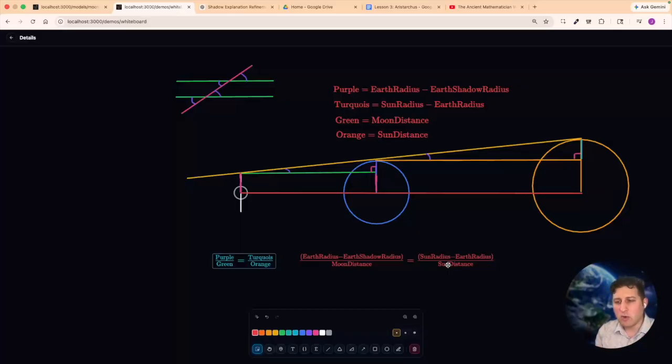And so now we're able to relate a ton of things together. We now have Earth radius in our formula here. And there's lots of other stuff we know that we can start to substitute in. We know the relationship between the Earth's shadow's radius and the moon diameter, for example. We know the relationship between the moon's diameter and the moon distance. We also know the relationship between the moon and the sun.